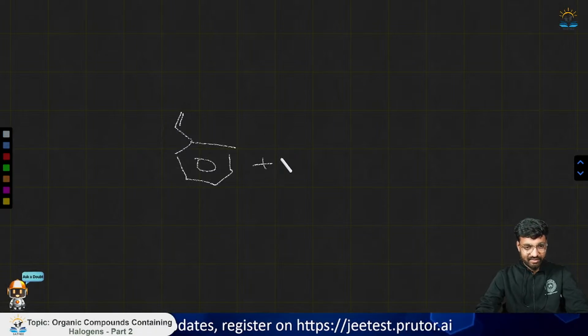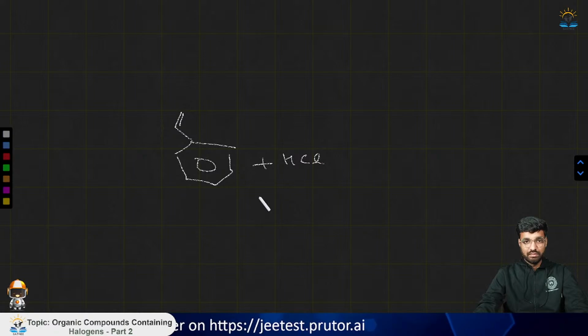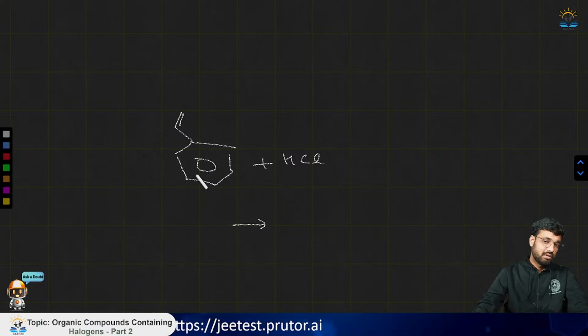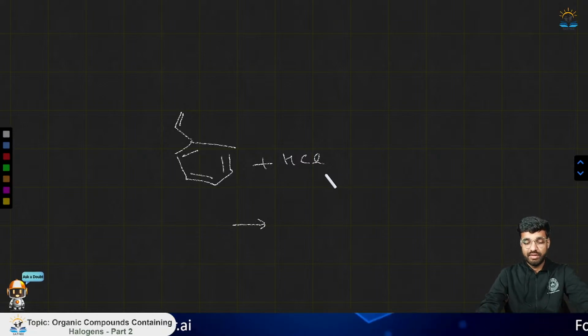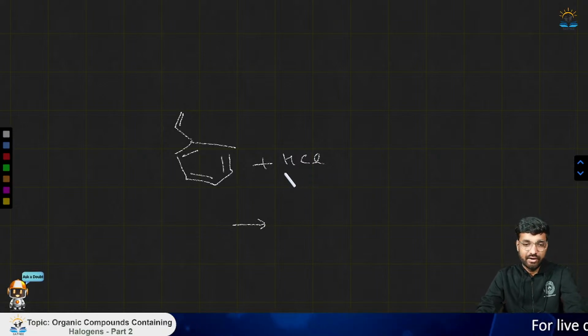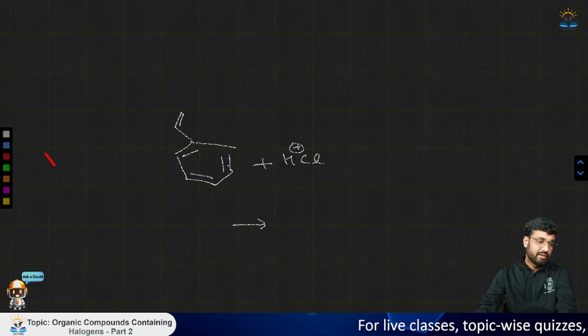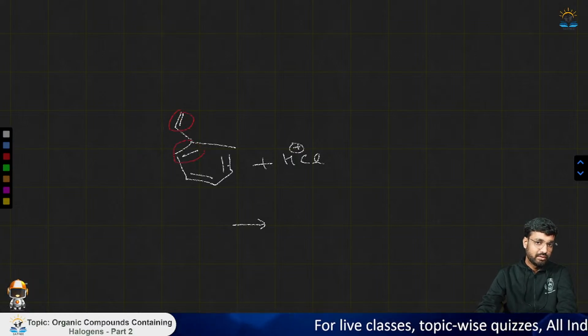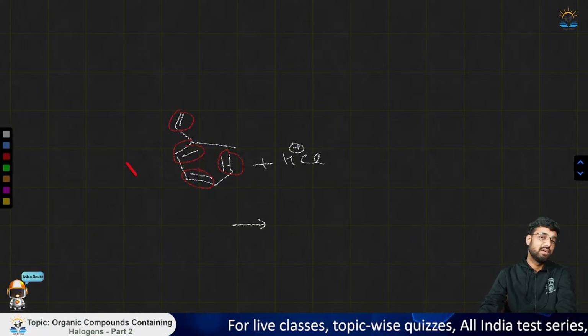Now what are we reacting it with? We are taking HCl. Now, what are the cases that are possible? Alkene takes this H plus, so we are adding this hydrogen H plus, and this H plus will be taken by alkene. What are the alkenes that are present here? 1, 2, 3, 4 alkenes are present here: this one, this one, this one, and this one. So this hydrogen can go to any of these.